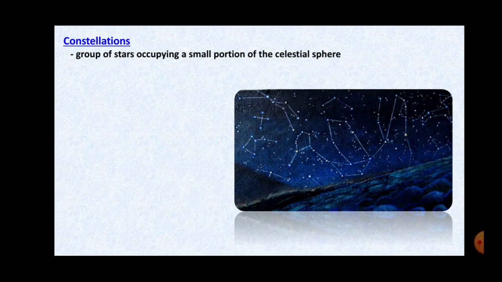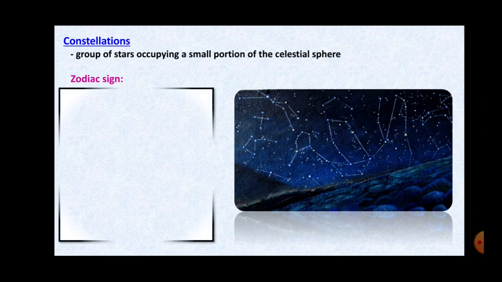But our ancient astronomers put forward the idea of 12 zodiac signs, whereas Indian astronomers suggested the 27 nakshatras. Okay, so first we will go through the constellations. The very first one is the zodiac sign.